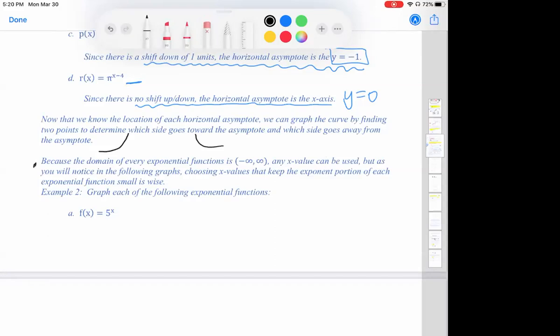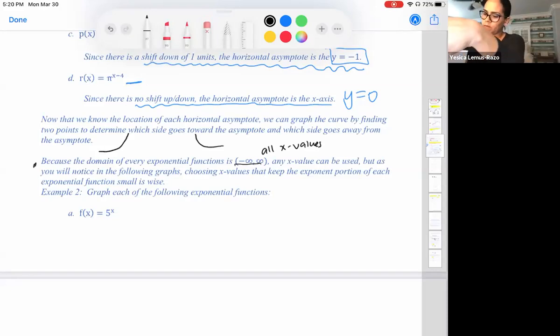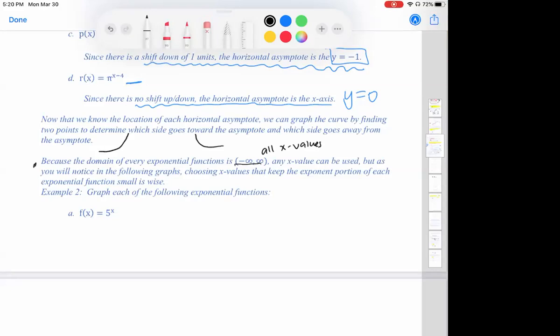Because the domain of every exponential function is negative infinity to infinity, that means that all x values work, right? There's no limit to what x can be. You can plug in a negative x, a positive x, and there's still something going on for your function. So our domain is negative infinity to infinity. Any x value can be used.